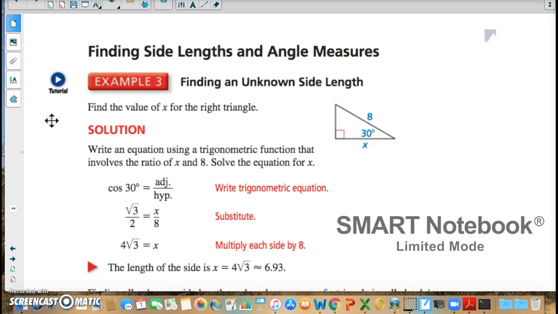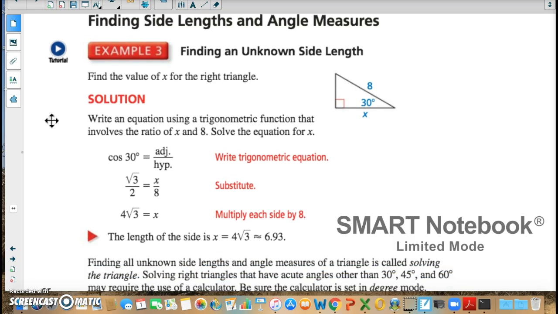Okay, so here's an example where you're given one angle, and it's one of the special right triangles. So this is 30, that would be 60, and that's 90. Okay, so now remember the ratio. The smallest side would be 1, 2, square root of 3. So this is not 2, it's 8, so this must be 4. 4, 8, 4 radical 3. That's the ratio.